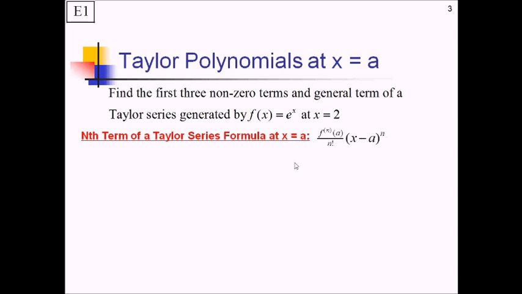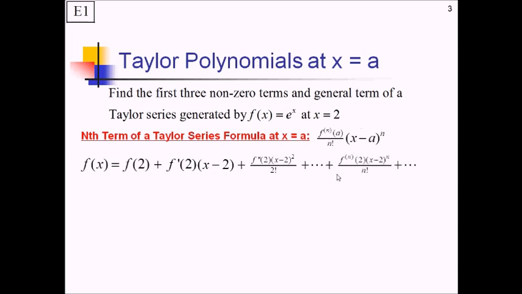So for example, for the series at x equals 2, we're going to need f of 2 instead of f of a, plus f prime of 2 times x minus 2, and then we're going to have f double prime of 2 over 2 factorial times x minus 2 squared. And in general, because we want a general term as well, we're going to have this stuff right here with 2 instead of a. All right, so pause the video and see if you can make this adjustment to figure out the series at x equals 2 for e to the x.